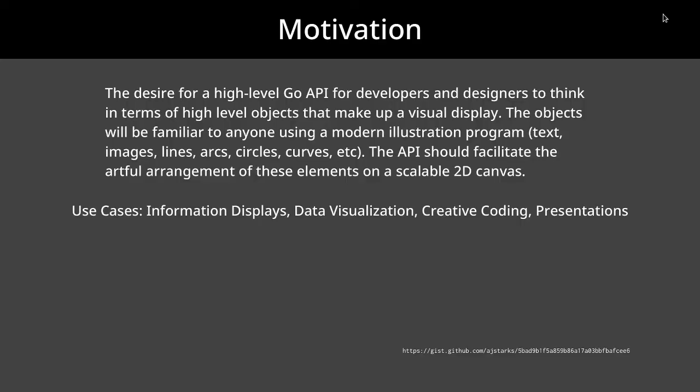So let's talk about the motivation for a little bit. I needed an API for developers and designers to think in terms of high-level objects that make up a visual display. Those objects are familiar if you're using a modern illustration program like GIMP or Adobe Illustrator. You think in terms of text and images and lines and arcs and circles. And this API should facilitate the artful arrangement of those elements on a scalable 2D canvas.